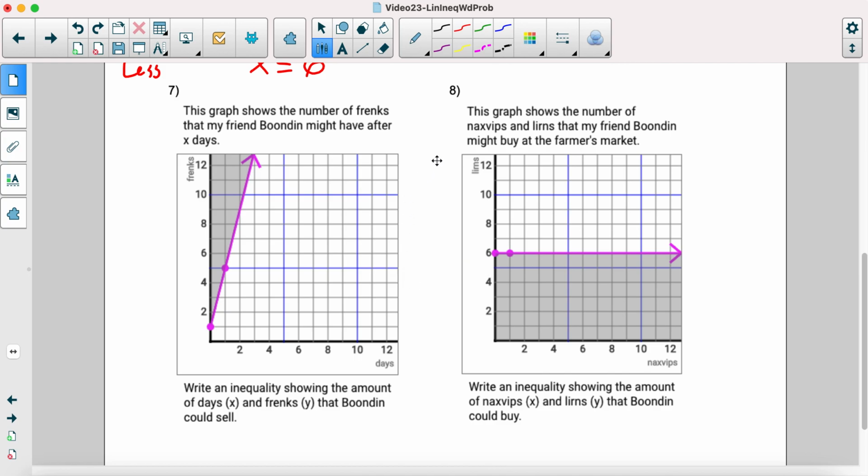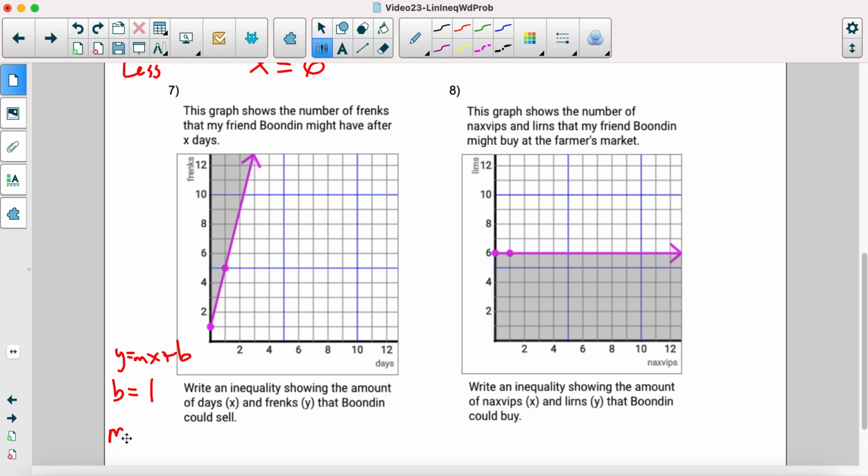The next one, number 7, says this graph shows the number of francs that my friend Boondin might have after x days. Again, I'm going to want to start with my equation of my line. So y is equal to mx plus b. My b in this case looks to be 1, positive 1.